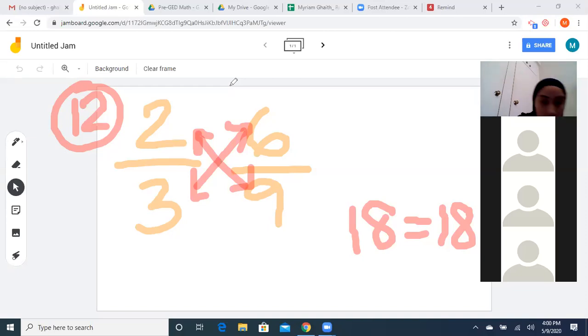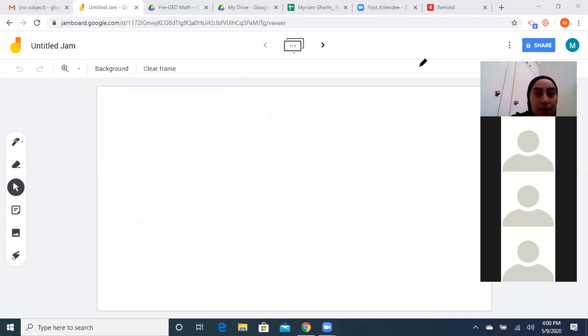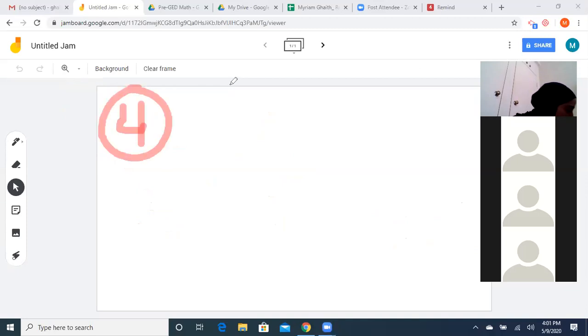Let's look at number 4, okay? Number 4 on page 440. It says 3/6, 5/12. 3/6 and 5/12.